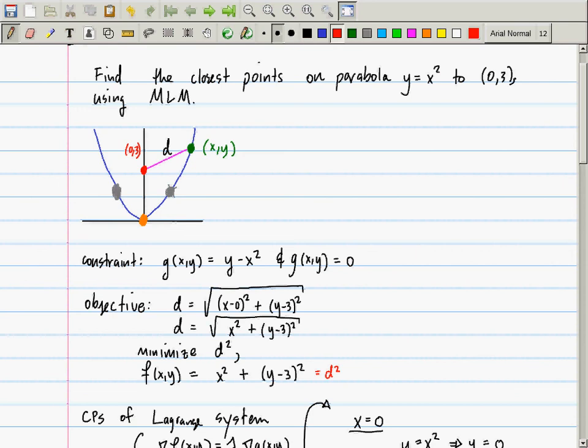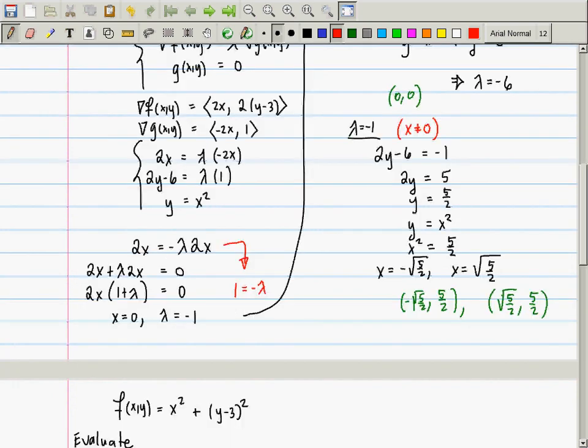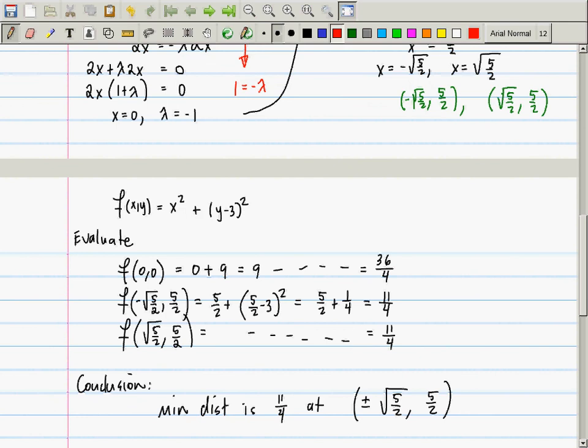The reason you are not allowed to do that is because it says using the method of Lagrange multipliers. I have no objection whatsoever to you verifying with the calculus one way. Yes? Ah, yeah, good, that's a good point. The minimum distance squared is this. So really, what would the minimum distance be? The square root of 11/4. Yeah, good. Okay, so then we found those three points.